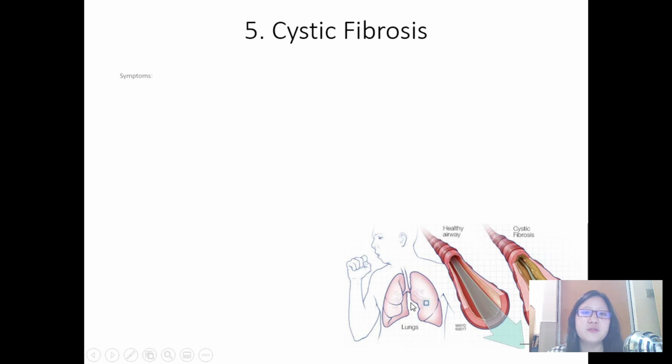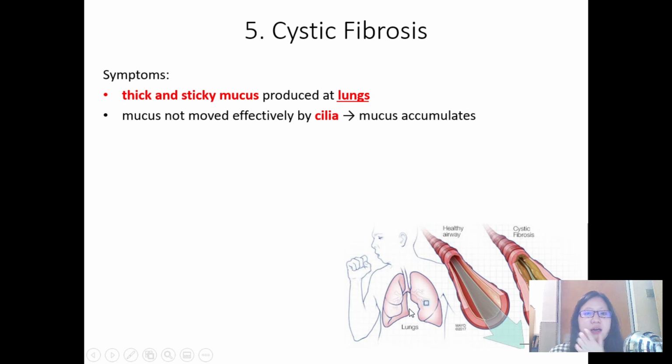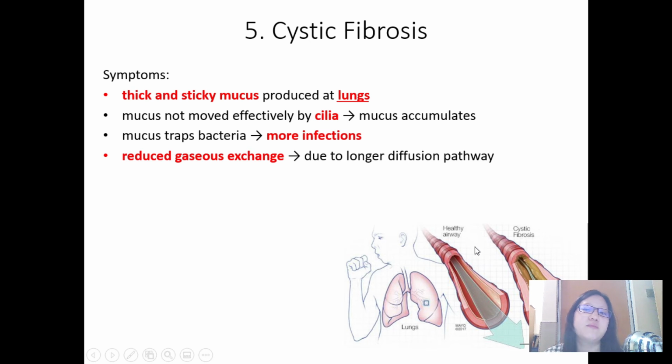So a person with cystic fibrosis will always have thick and sticky mucus produced at the lungs, and therefore mucus is not effectively removed like we talked about just now. The mucus will accumulate, the mucus will trap bacteria and cause more infections. This really sounds like what? Chronic bronchitis, except this is a genetic problem.